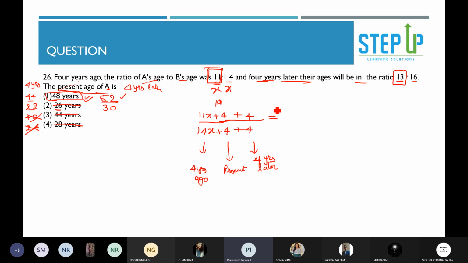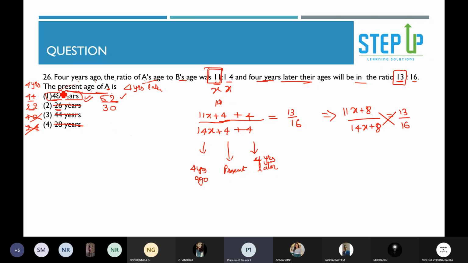And this will be equal to what? 13:16. So your equation will be (11x plus 8) by (14x plus 8) is equal to 13/16. Now 13 and 16 are not at all good numbers. 8 is okay, but 14 is a bad number. So if you multiply, you will get a hell of a lot of calculation. Are you getting my point, people? Yes, ma'am. So that's why, whenever you can go ahead with the options, go ahead.